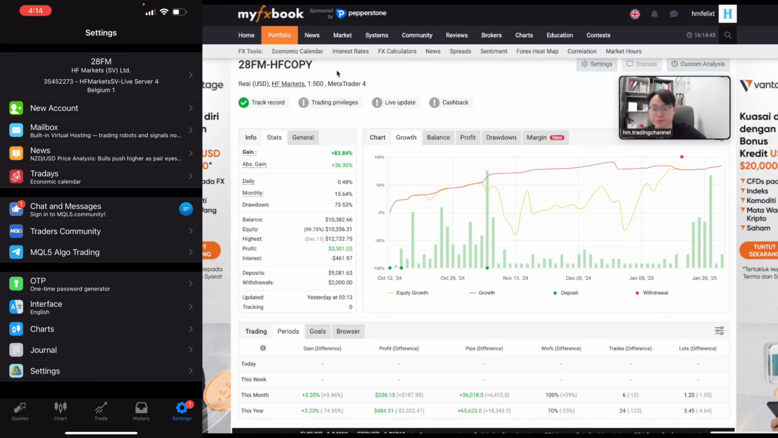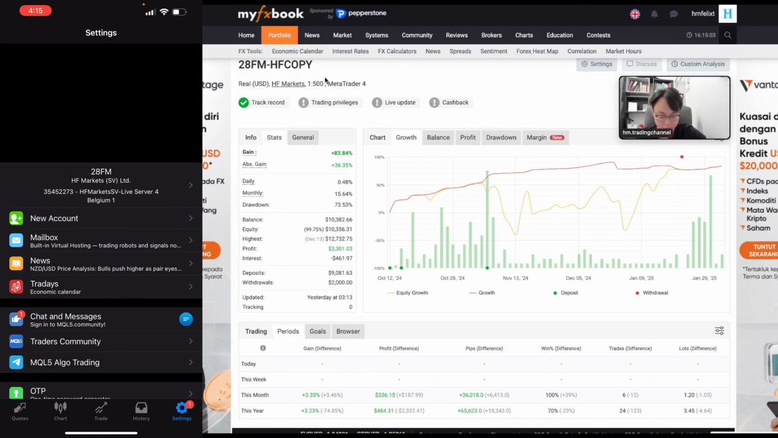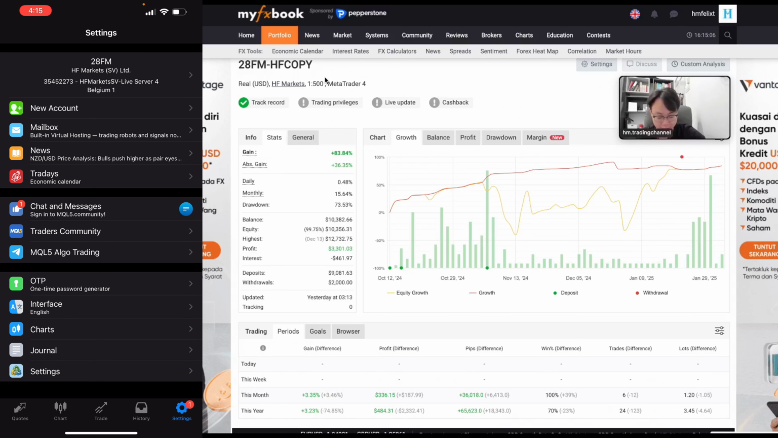So next up, this is the 28 FM FH copy on Hashflash Markets, the broker that I've been using for 8 years, 1 to 500 leverage on an MT4 account. So this is a live account. We can also see the logins right here. We have the 28 FM live account. That's the account number right here, and that's the name right there as well.